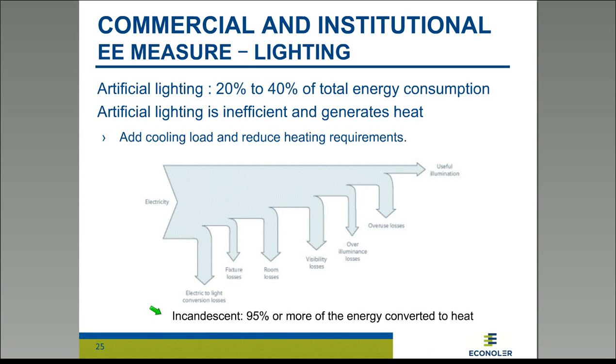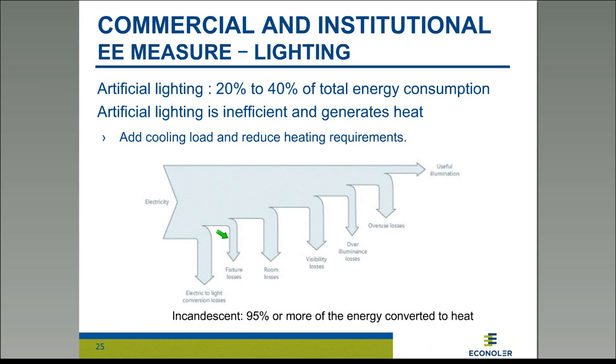For instance, incandescent systems generate almost 95% heat from the input electricity. And there's a large quantity of losses that accumulate. The electric to light conversion is the first one and most of the time the largest one. This diagram is not to scale, it's just to represent the different losses.